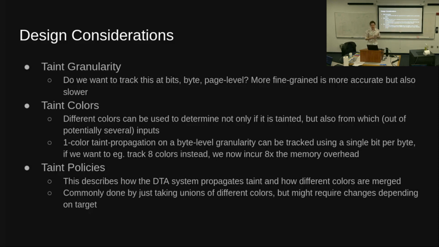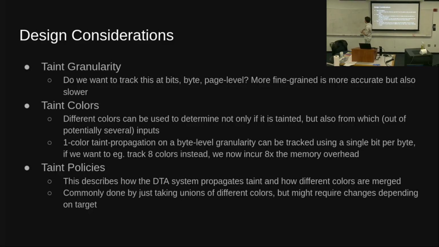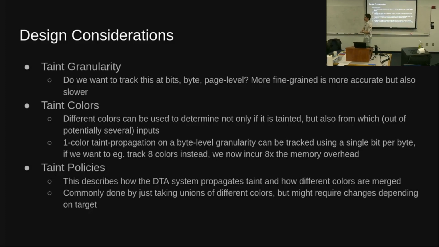And then there's taint colors. Let's say you have several taint sources. You might have this fgets call here, maybe another fgets call in some other function, and then maybe a read or receive call that reads data from a network. So you have 3 taint sources, and you could mark them all using this 1 bitmap and then just propagate the taint that way.